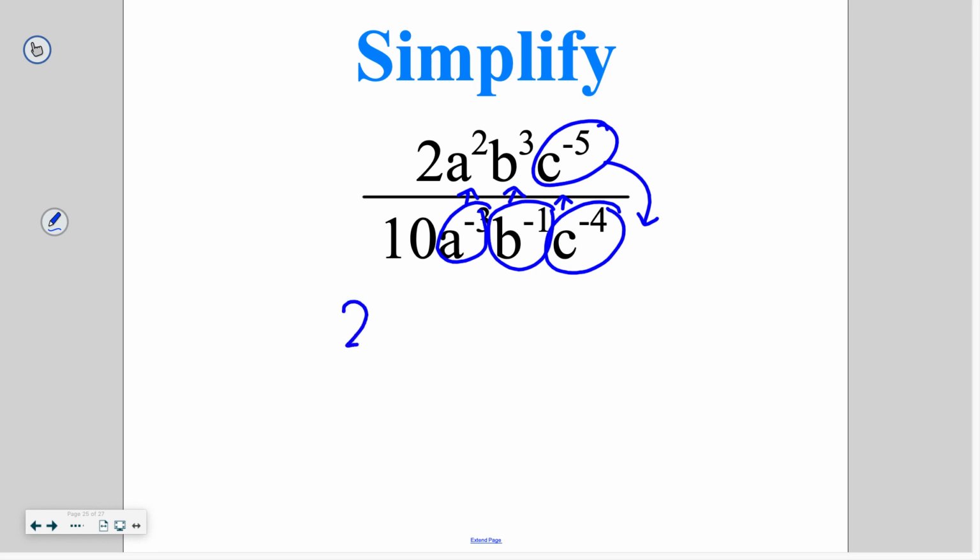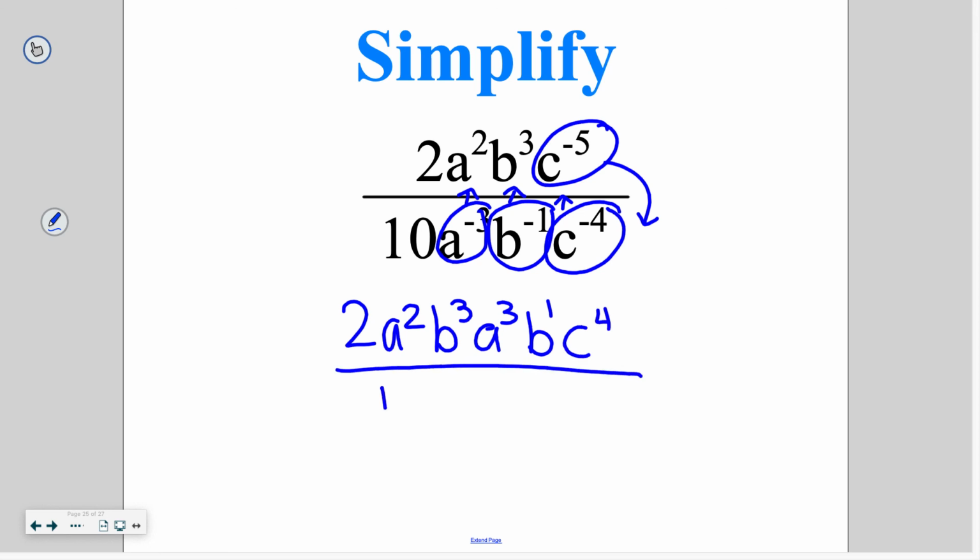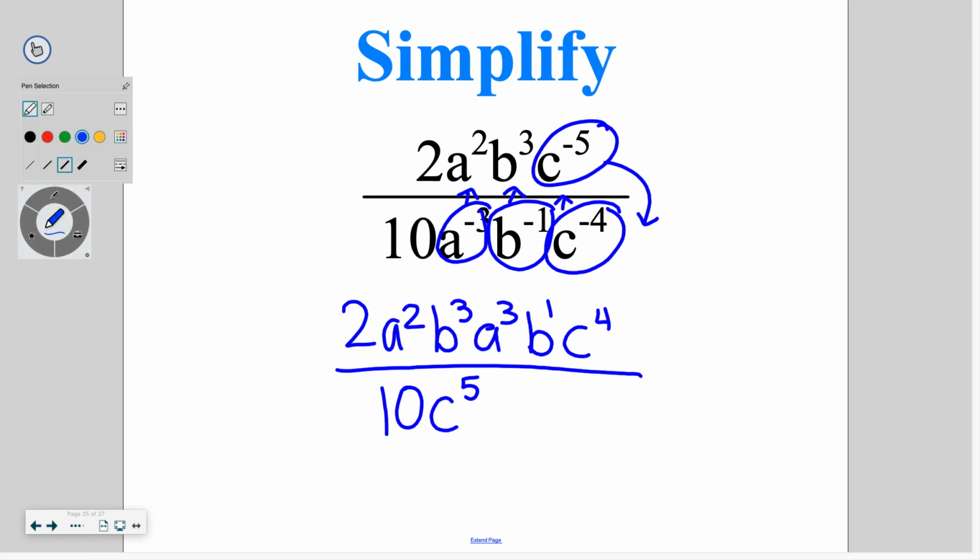So I've got 2, a to the 2nd, b to the 3rd. That didn't move. These 3 bottom pieces now come up top, a to the 3rd, b to the 1st, c to the 4th. The 10 did not move, and then our c to the negative 5 goes to the bottom. Now we can finish our simplifying.